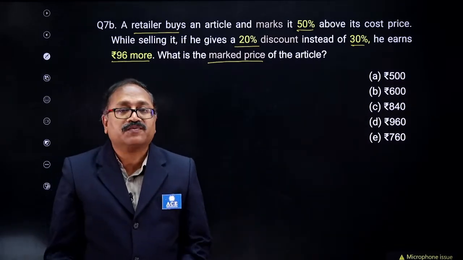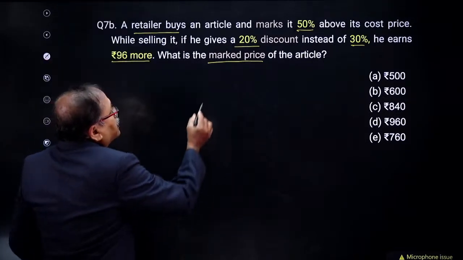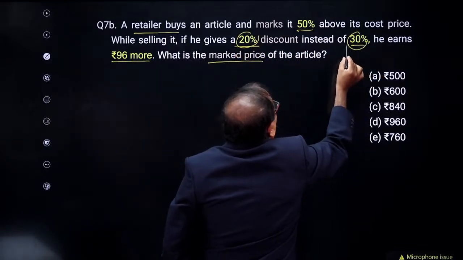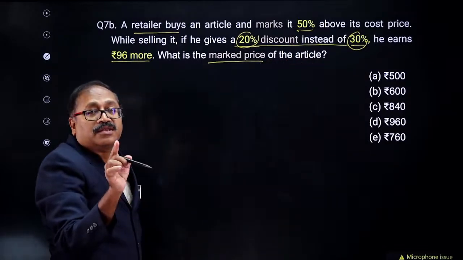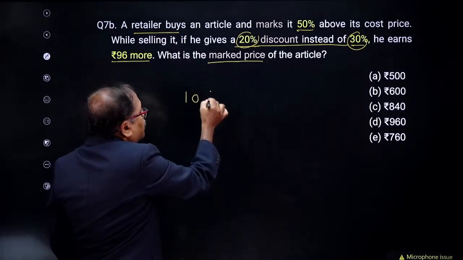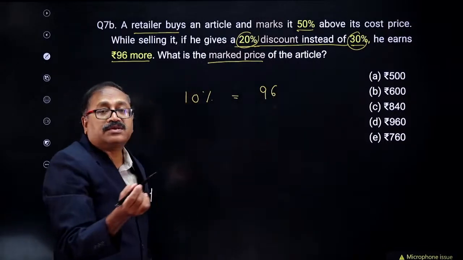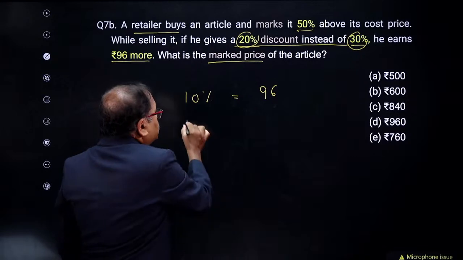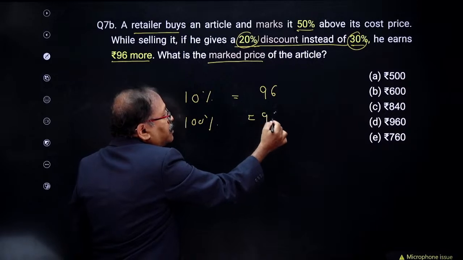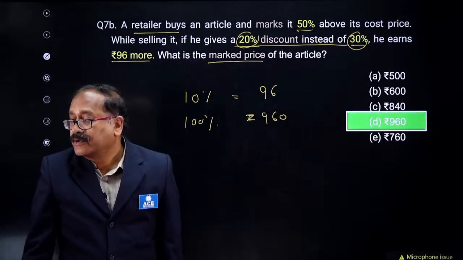Now, I will say why it is a 5 to 7 second question. Look at this one. Initially he used to give 30% discount, now he is giving only 10% discount. That means he is able to save 10% of the mark price. And when 10% of the mark price which he saves is rupees 96, what is the question? What is the mark price? The mark price is nothing but the 100%. This is 10% of the mark price. So my answer should be 960. Option D is your answer.